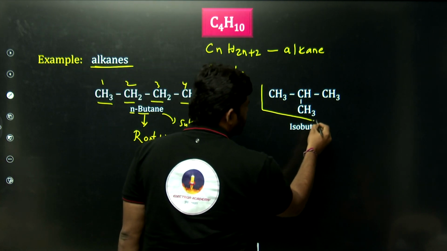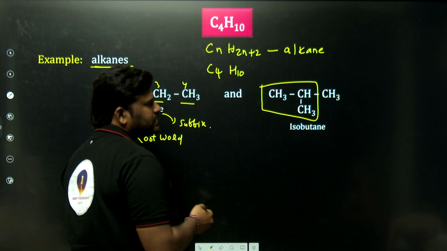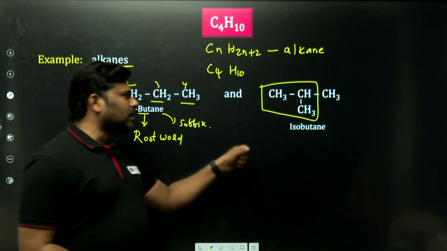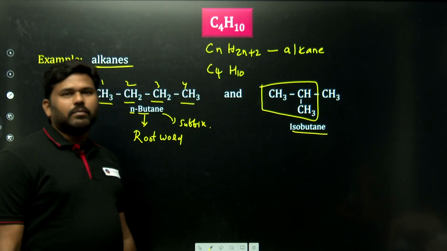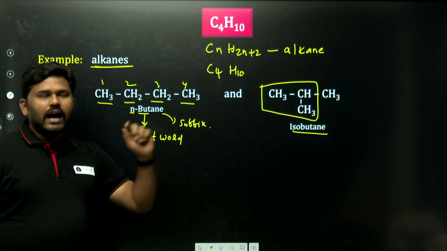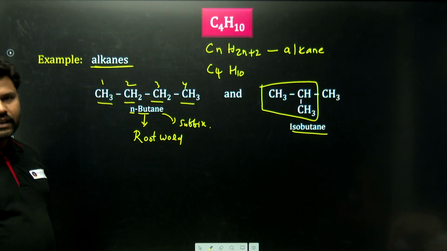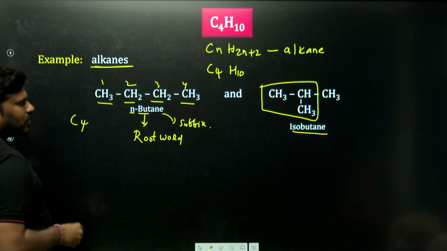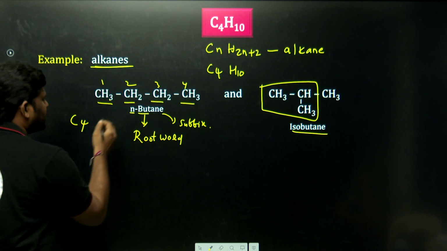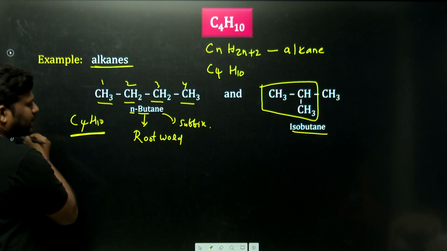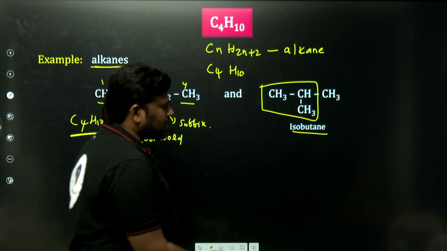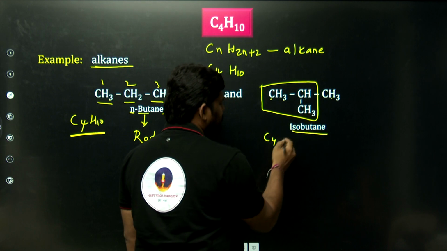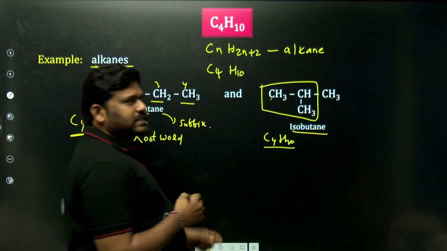And here this structure, with 2 methyl groups attached to this carbon, is called iso. So this is called isobutane. N-butane and isobutane have similar formula. Count the carbons 1, 2, 3, 4. Count the hydrogens: 3 plus 2 is 5, 7, 7 plus 3 is 10. C4H10. And for isobutane, count the carbons 1, 2, 3, 4 and hydrogens 10. C4H10.